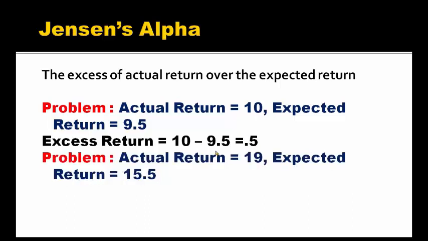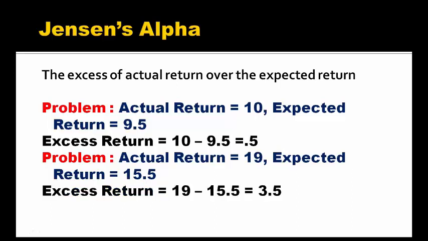Take the next problem. The actual return 19, expected return 15.5. Now we discuss what is the answer. Excess return is equal to actual return 19 minus expected return 15.5. What is the excess return? 3.5.